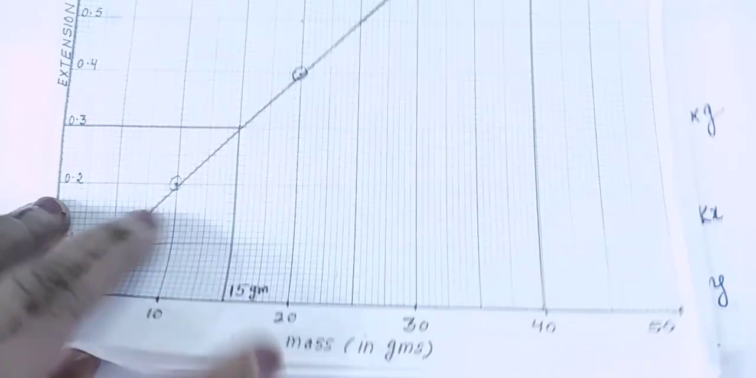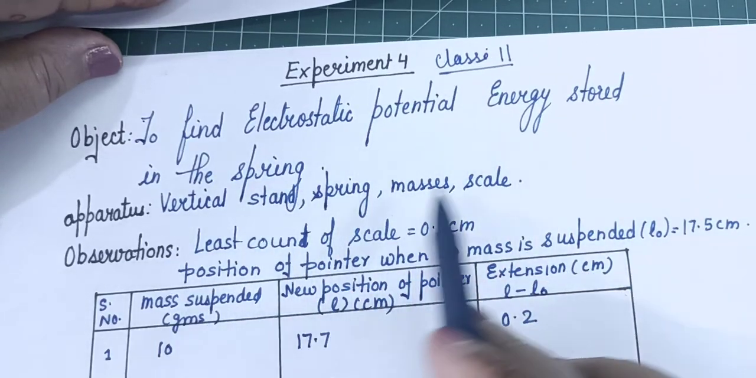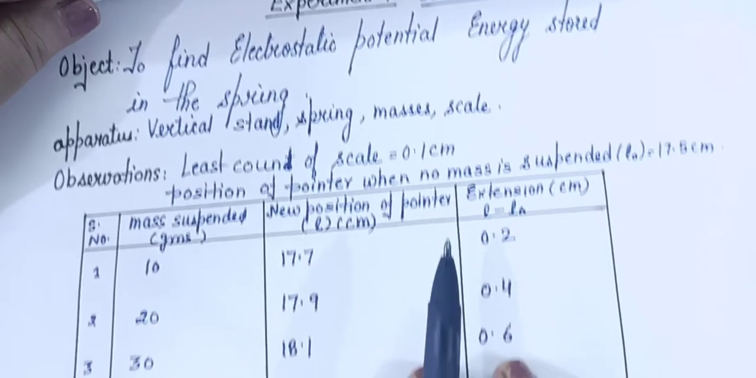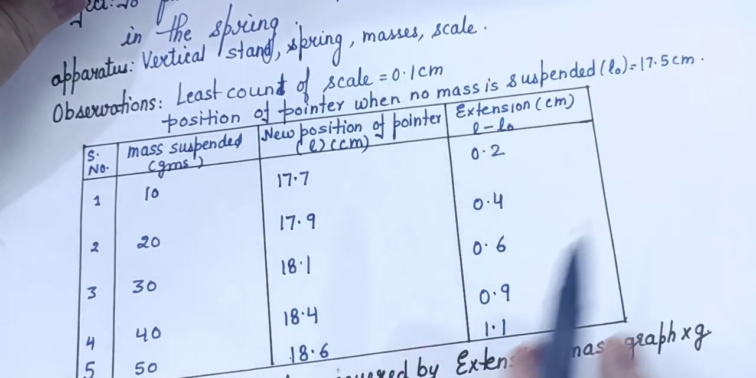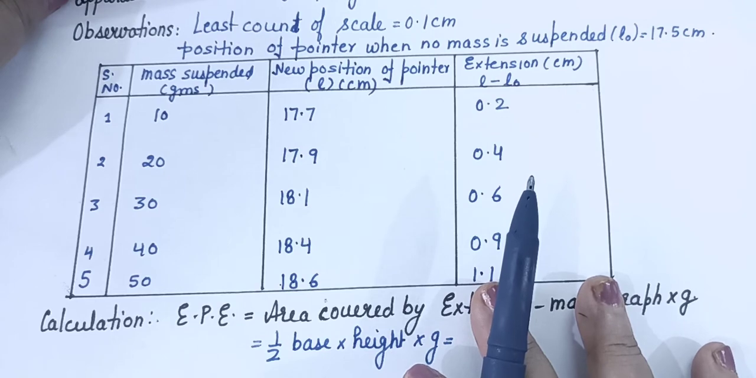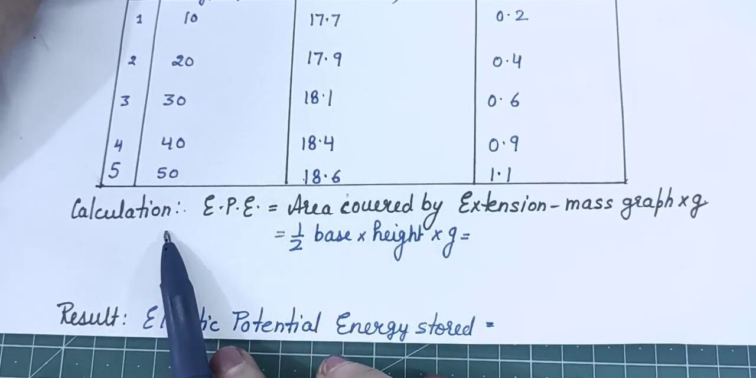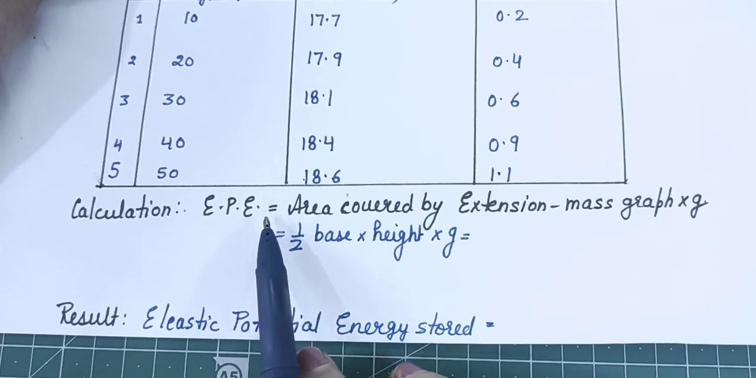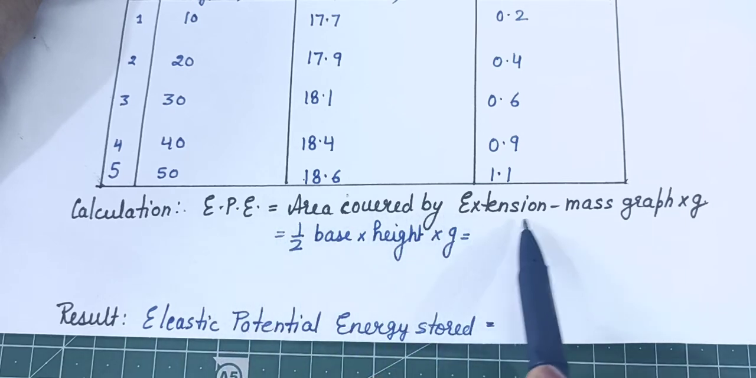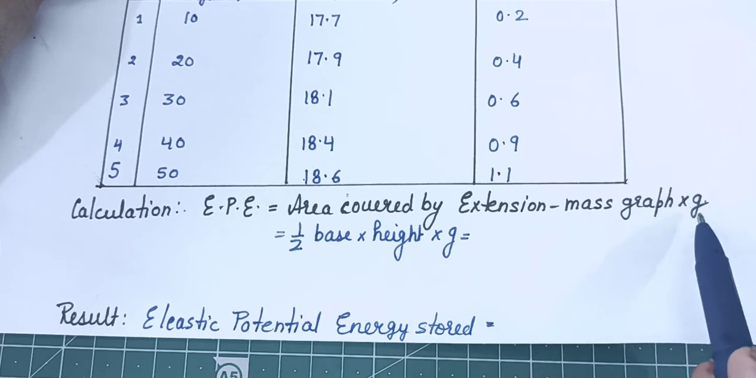So first we have to write the object, then apparatus, then observation table. We have to draw the same observation table as we have drawn for the force constant, as the readings are the same, and then calculation: elastic potential energy is the area covered by the extension-mass graph, and then multiply it with g.